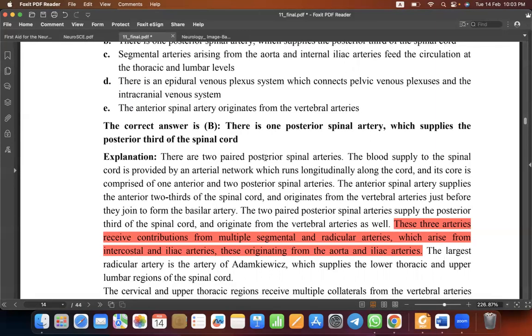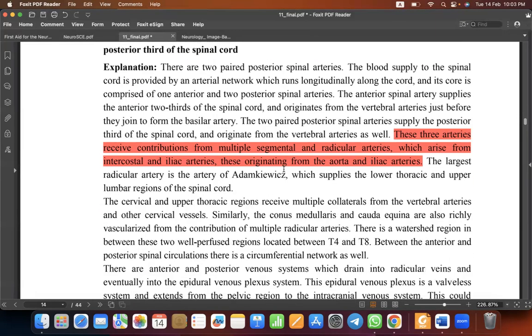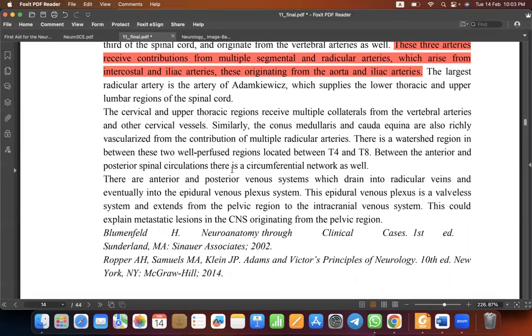There could sometimes be some segmental arteries, some radicular arteries. The largest radicular artery is the artery of Adamkiewicz, supplying T8 to L3. We should remember this fact as well. T8 to L3. It's very important. The cervical and upper thoracic region receive multiple collaterals from the vertebral artery. Similarly, the conus medullaris and cauda equina receive supply from multiple radicular arteries. So the upper thoracic, cervical, conus medullaris and cauda equina are getting a lot of radicular arteries.